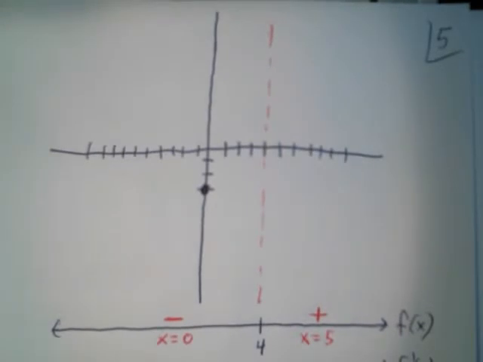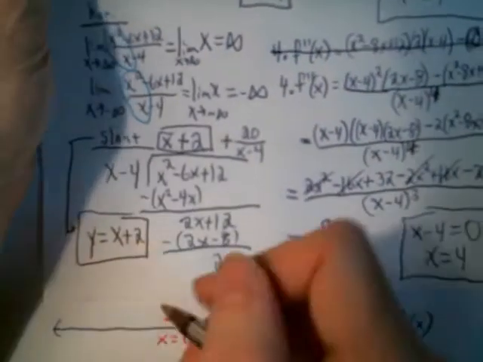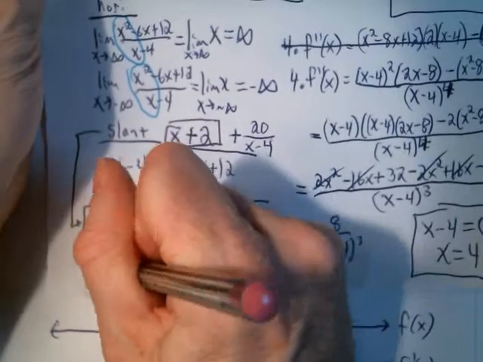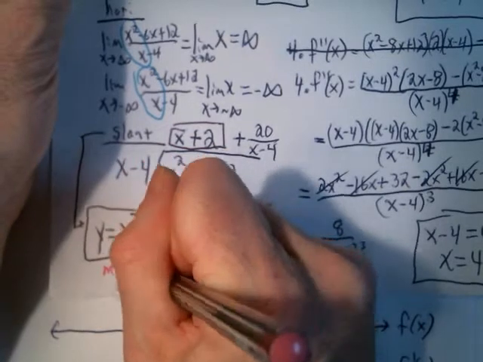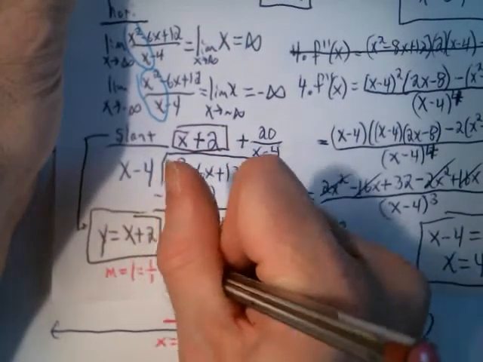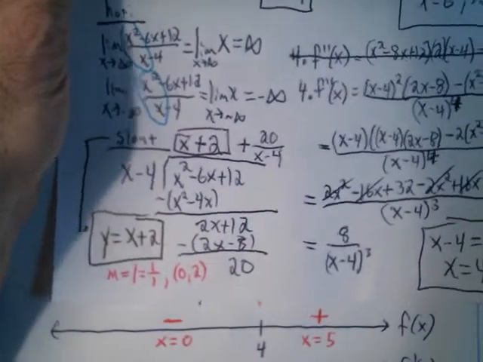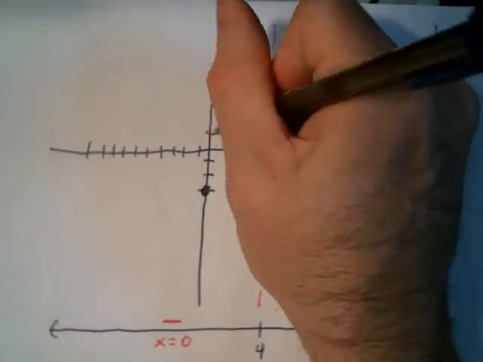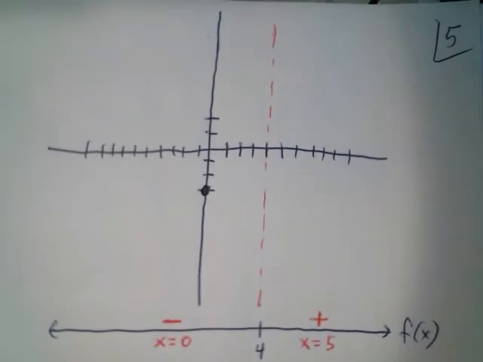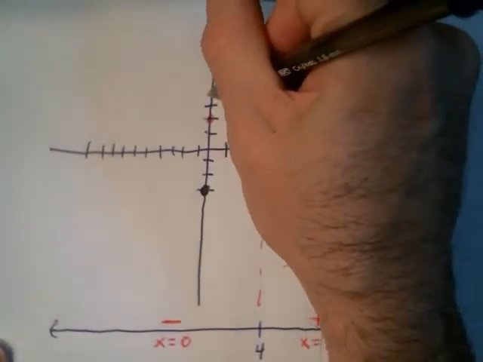We have a slant asymptote at y equals x plus 2. Okay, so here, the slope is 1. It means you go up 1 over 1. The y-intercept is at 0, 2. So you just plot it the way you would plot a line. I don't know how you were taught to do it, but 0, 2, 1, 2. And then the slope was 1 over 1, so you go up 1 over 1, etc.